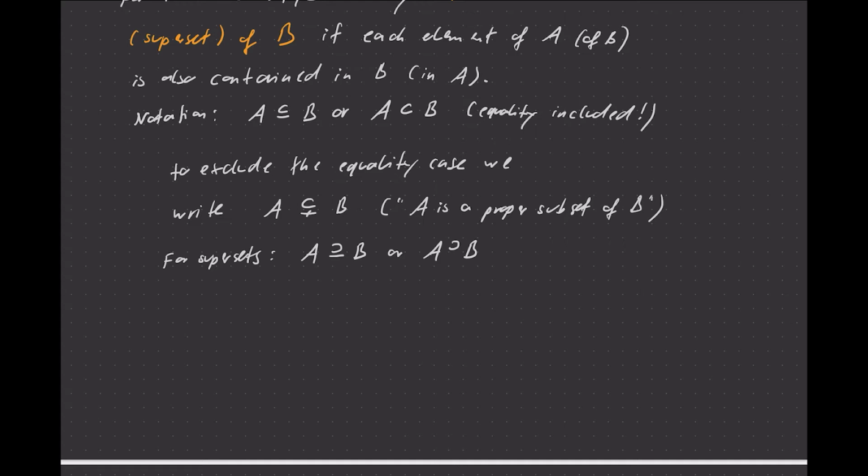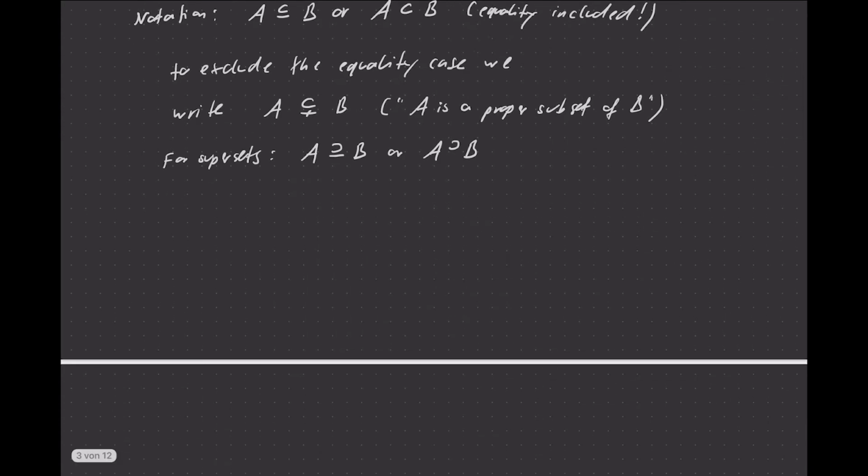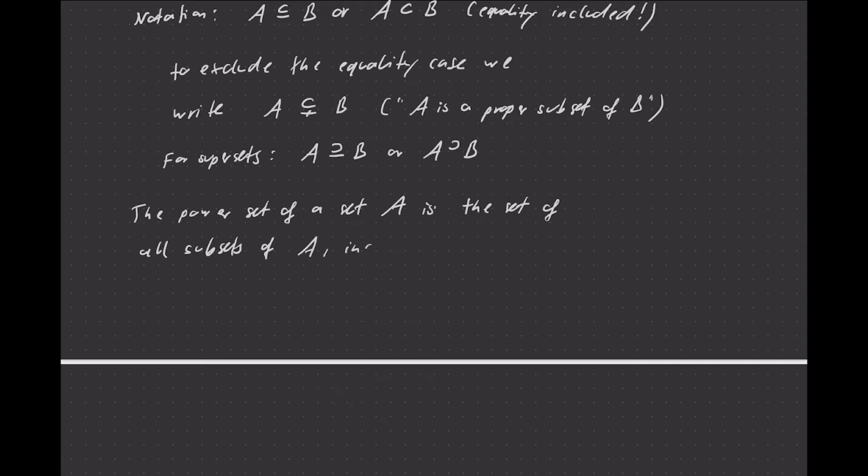And now we can finally define the power set. That simply is the set that consists of all subsets of a given set. So a set of sets. The power set of a set A is the set of all subsets of A. And this includes the empty set, and it also includes A itself.